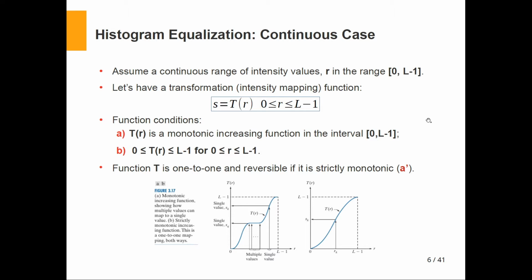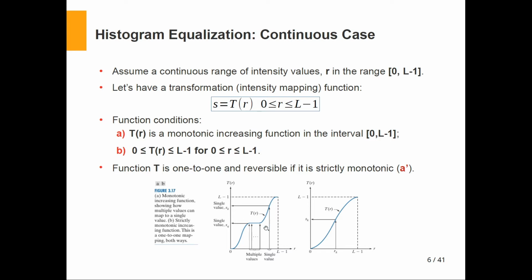One of them, condition A, is that function T needs to be a monotonically increasing function in the interval of 0 to L minus 1. And the other condition, B, is that the range of the values that this function produces should be exactly the same range as the range of input. So as you can see, T of R lies between 0 and L minus 1 for any R which is between 0 and L minus 1.